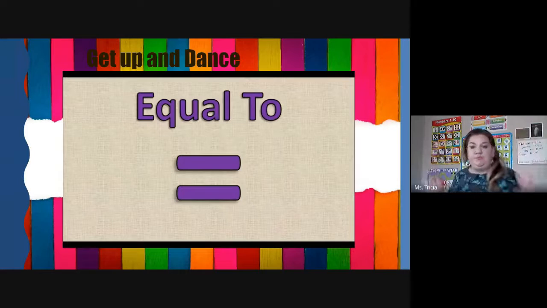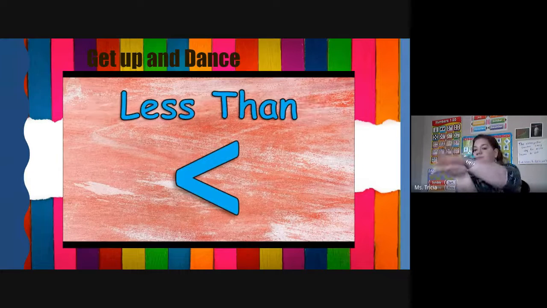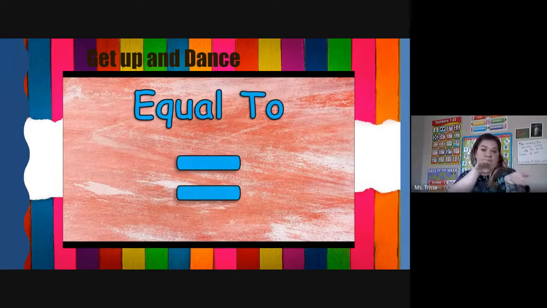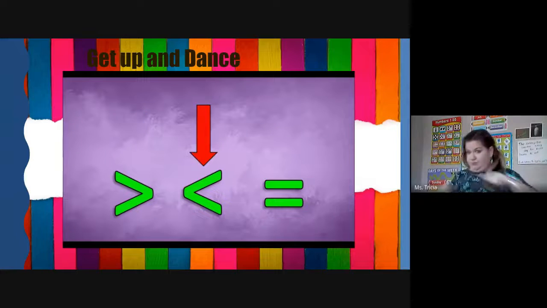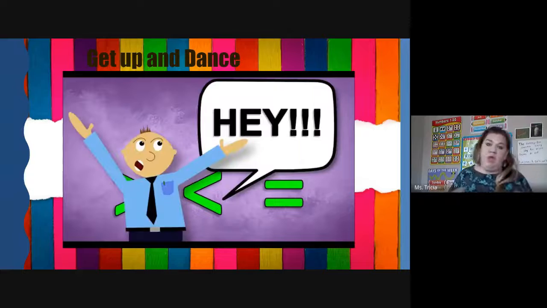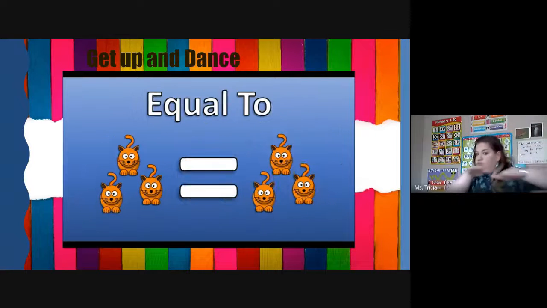equal to. Get ready to learn. Symbols are the words you use. Greater than, less than, and equal to. Greater than, less than, equal to.